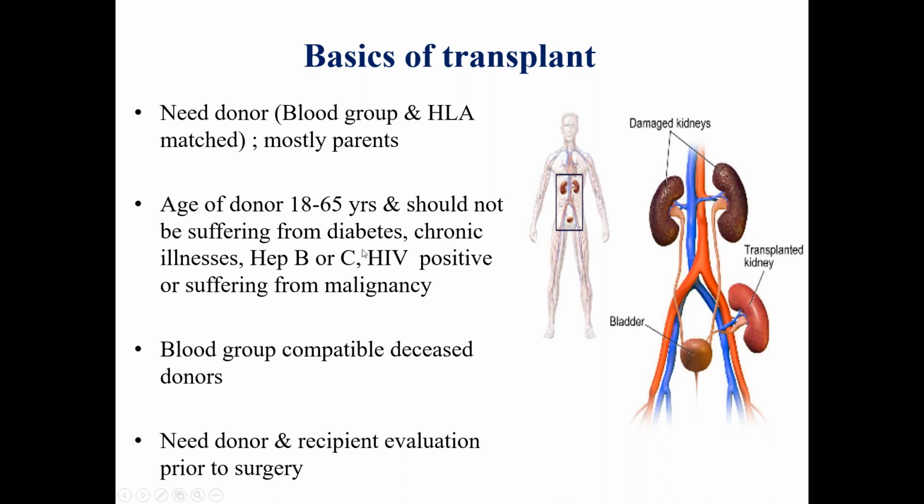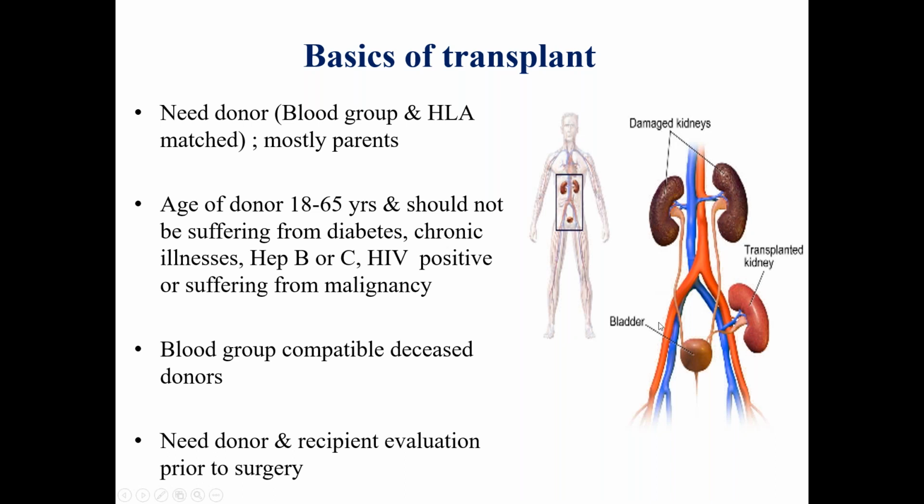And the donor should not be suffering from diabetes, chronic illnesses like Hep B, Hep C, HIV, or active malignancy. And if it's a deceased donor, that is, a cadaveric donor, then you don't require too much HLA matching in that case. You just need blood group compatibility. And there is a need for detailed donor and recipient evaluation. I'm not going into all those details, but these are the basics that you require, not just the blood group and HLA matching. You require to rule out all these diseases.